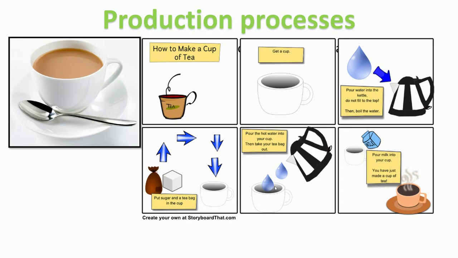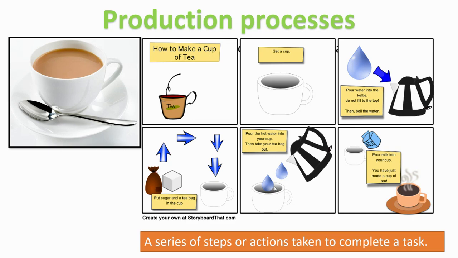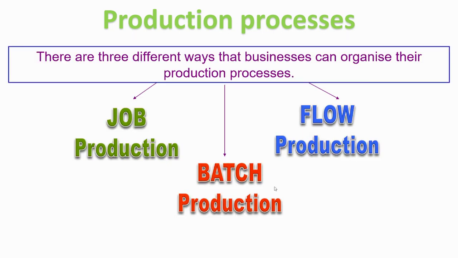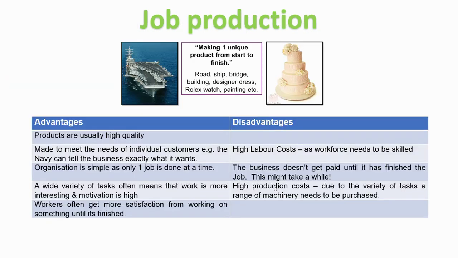Now in your exam, you need to know that there are three main ways of making products, three production processes, if you like: job, batch, and flow. And for each one, you need to understand what the advantages and disadvantages of that method are so that you can recommend an appropriate production process based on the case study that they give you in the test.